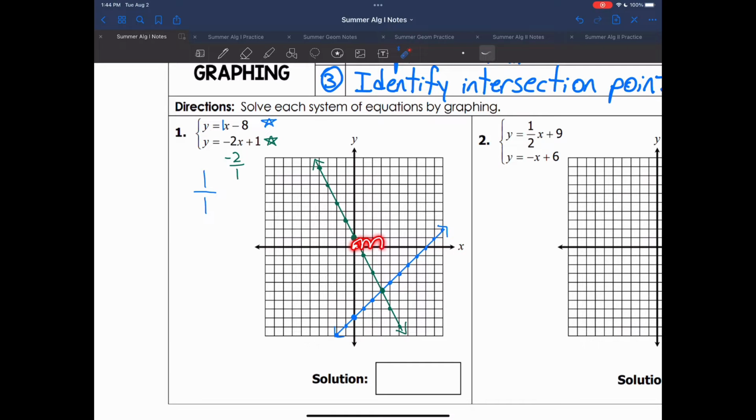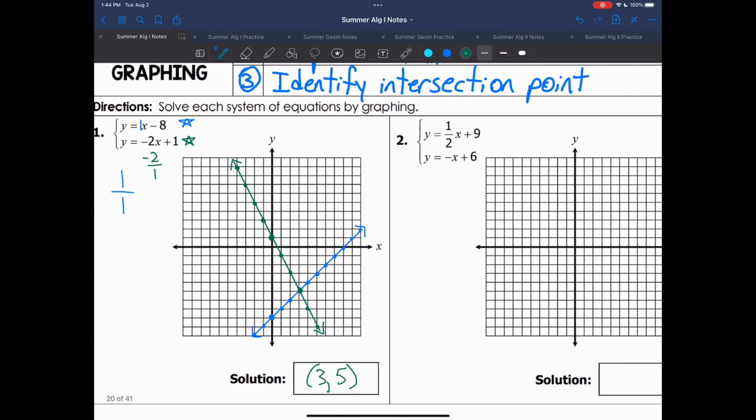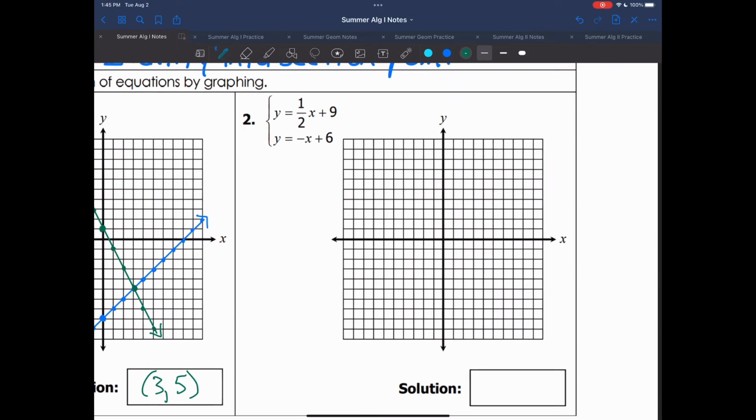1, 2, 3, over 3 in the positive x direction, so positive 3, and then down 1, 2, 3, 4, 5. So negative 5 since we went down. So 3, -5. That's our final solution of that system. Okay, very good. Let's try another one.